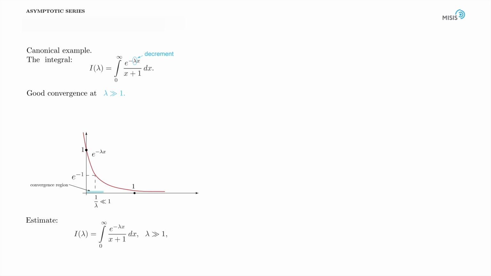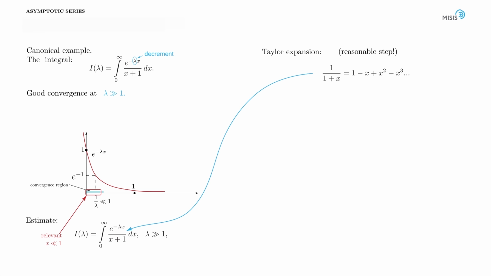So how do we do this? Since we understand that only small x are important for the integral, the first step that seems reasonable is the Taylor expansion of the denominator, 1 over x plus 1, in powers of x. We plug the expansion into the initial integral, and as a result, the integral can be represented as an infinite sum of simpler integrals. We are quite lucky. Each of the incoming integrals can be taken exactly.